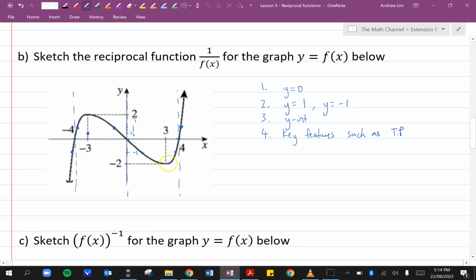Alright, and there's another turning point over here. When x is 3, y is -2, or -2 over 1, and the reciprocal of that is -half, which means that the reciprocal function will go through 3, -half. Alright, so now we've got everything we need to graph the reciprocal function. 1 divided by something really small is really big, but remember this is negative, so it's going to be negative. 1 divided by something really big, it will be really small. So it's going to give us something like this.